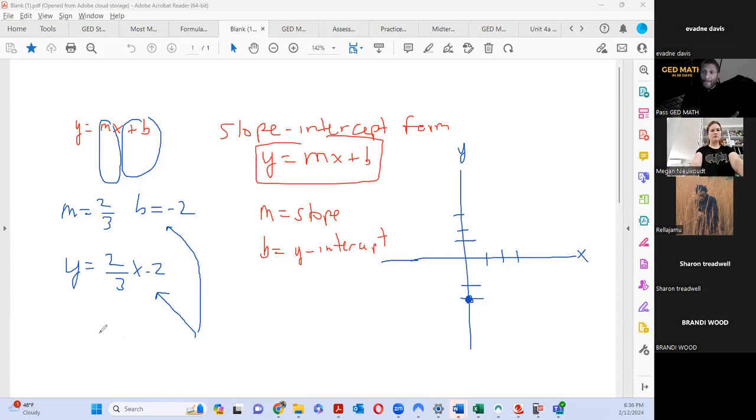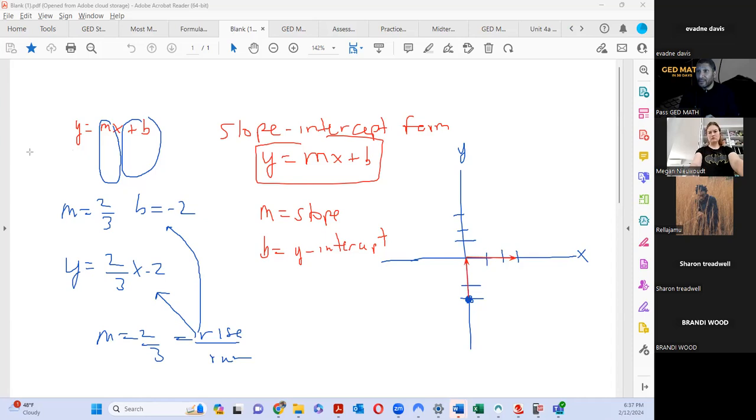This is what the slope means. Rise over run. From this point, I'm going to go up 2. Let me change my color to red so you can see it. I'm going to go up 2 and over 3. And now I have my second point.